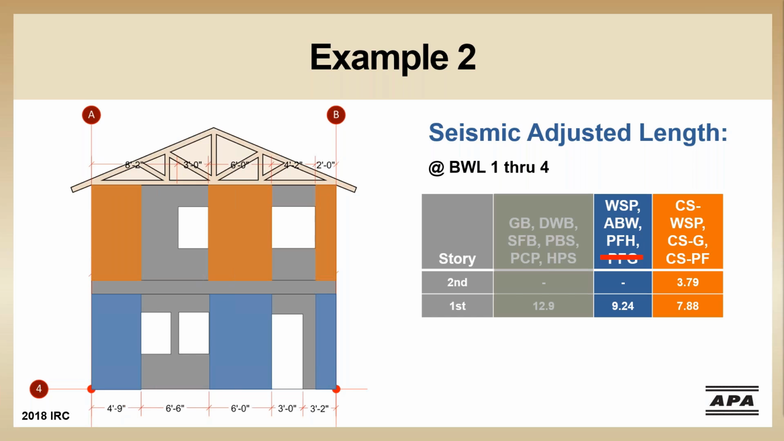Braced wall line 4 doesn't have braced wall panels at both ends, but it does have those 24-inch return walls at the end of the braced wall line, so we're not going to need hold downs at this braced wall line. Notice on the top floor, we're not using the full 8 foot 2 inches of wall length at this wall.